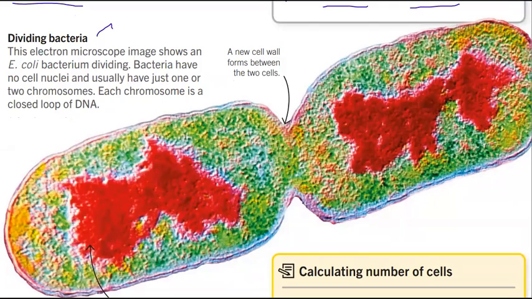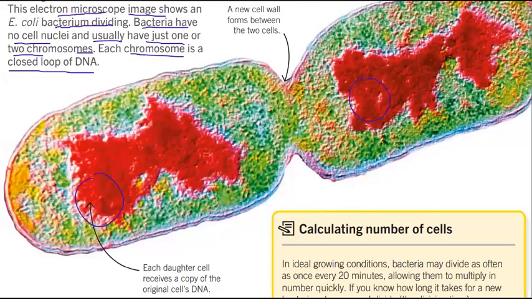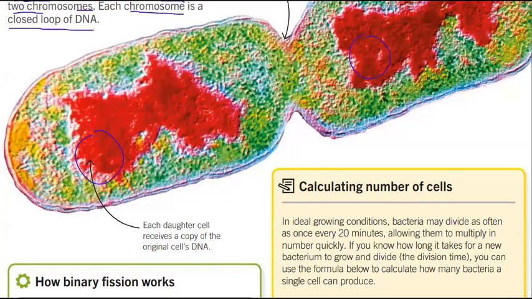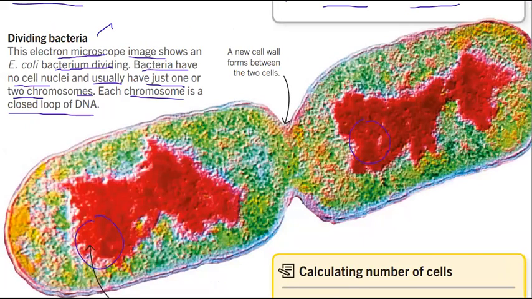In these electron microscope images, these are E. coli bacteria dividing. Bacteria have no cell nuclei and usually have just one or two chromosomes. Each chromosome is a closed loop of DNA. Each daughter cell receives a copy of the original cell's DNA, and a new cell wall forms between the two cells.